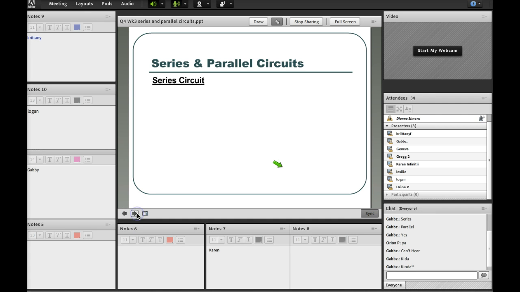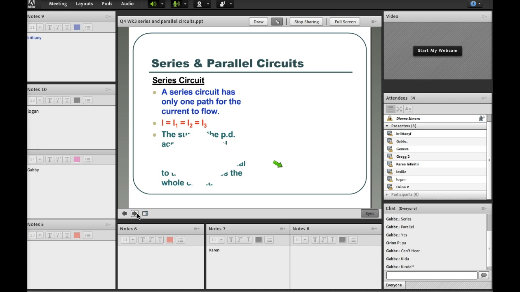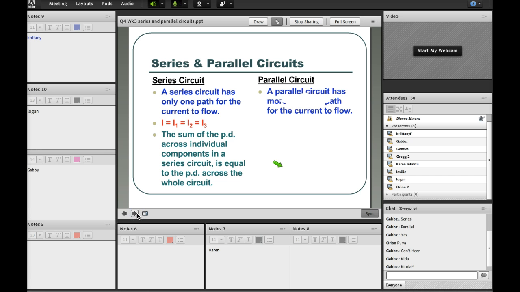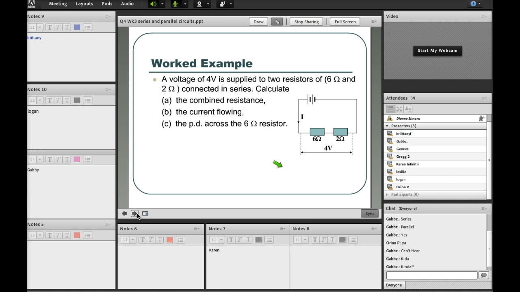So let's, I think this is a problem. I can't remember. In the series circuit, we only have one path to follow with the current, and then the sum of all, this is just little notes. I can't remember if I put a problem in here. Parallel circuit has more than one path for the current to flow through it, so I1 plus I2 plus I3 is equal to the total current, and the potential drop is the same, so all of that. There we go. This is my example.